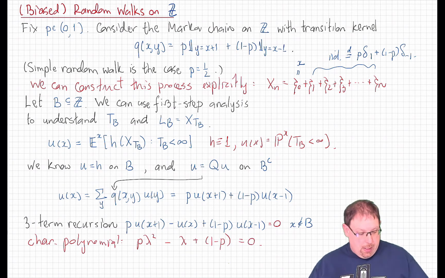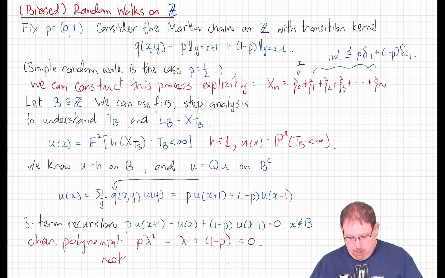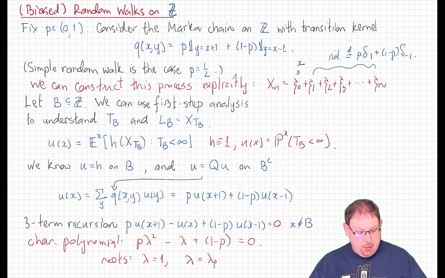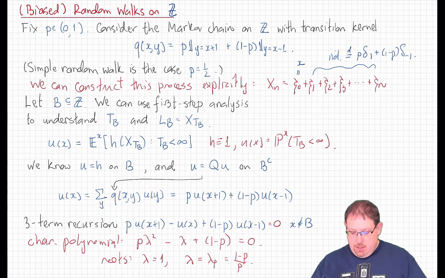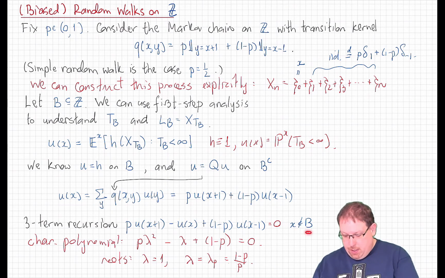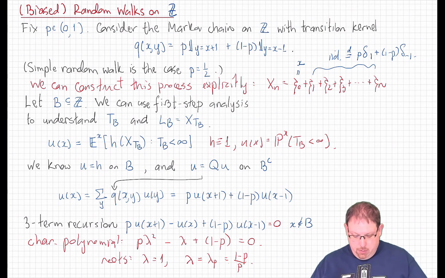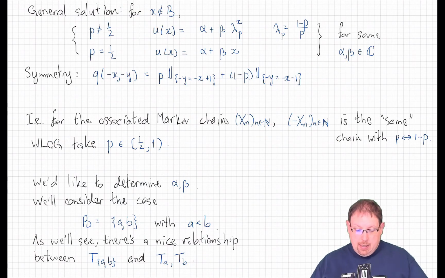I won't spend your time explicitly factoring this polynomial, but you should check that it has two very nice roots. The roots are lambda equals 1 and lambda equals what I'll call lambda_p throughout this lecture, which is the quantity (1 minus p) over p. Notice that in the special case where p is equal to 1/2, this root is also equal to 1. That's the degenerate case. Now, once we've written those down, we can declare that on the set B complement, the general solution of this recursion looks like this.